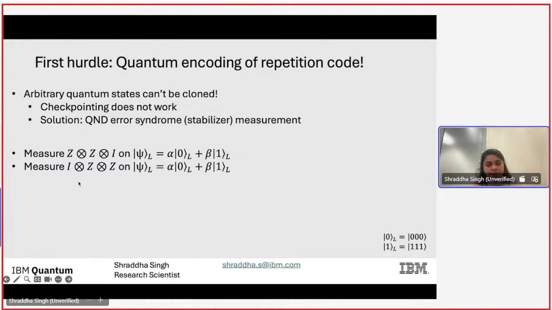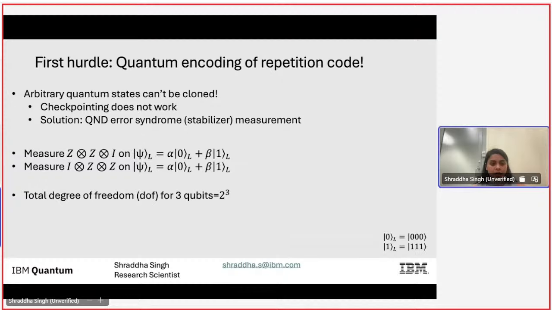And once you have that encoding established, at that point, you can just keep measuring Z tensor Z on the first 2 qubits and Z tensor Z on the second 2 qubits, and infer using the measurement outcomes whether you're in the right eigenspace or not. If, let's say, you've decided that the +1 eigenspace of these operators is going to be your logical encoding space, then whenever you get a -1 outcome, that means there is an error, and accordingly you can correct for those errors.